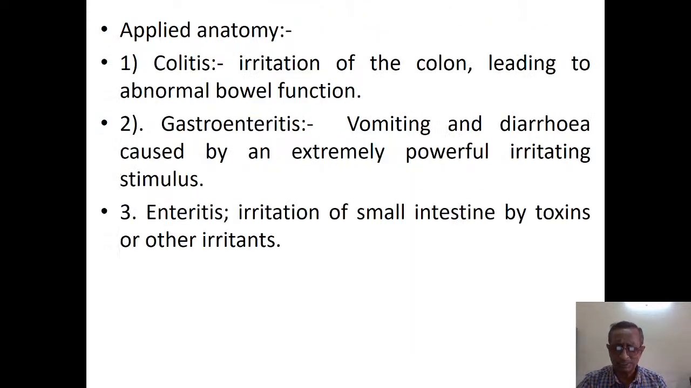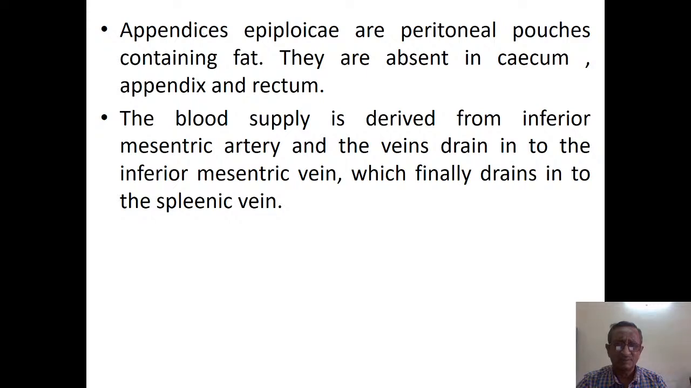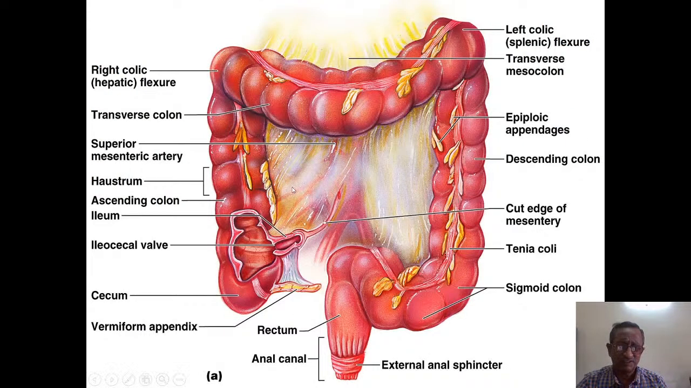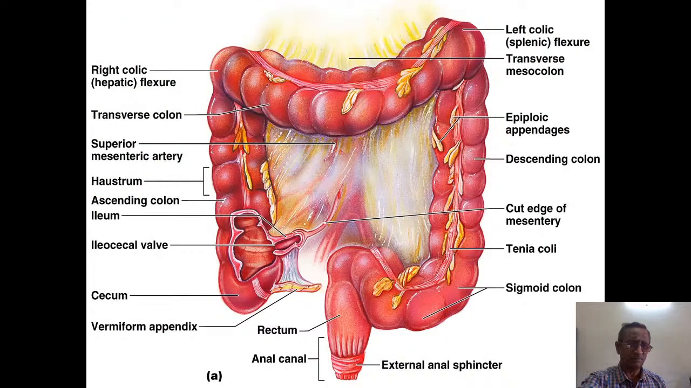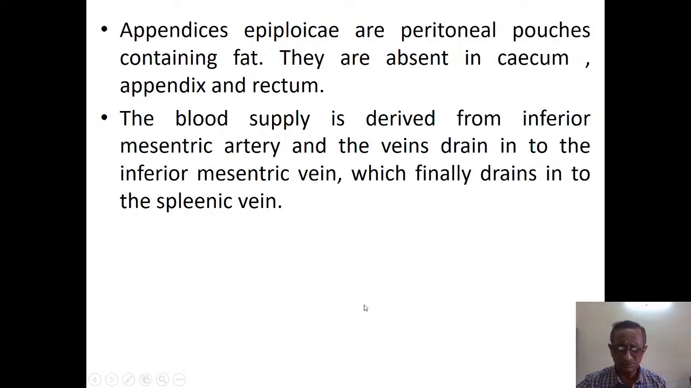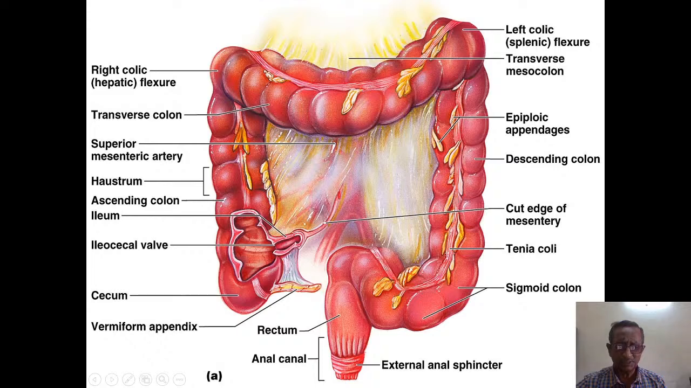Then appendices epiploicae. So these are the appendices epiploicae. Appendices epiploicae are peritoneal pouches containing fat. They are absent in the cecum, appendix and rectum. So you are not seeing appendices epiploicae in the cecum, whereas they are seen in the ascending colon, transverse colon, descending colon and sigmoid colon. You will not be seeing them in the cecum, rectum and anal canal.